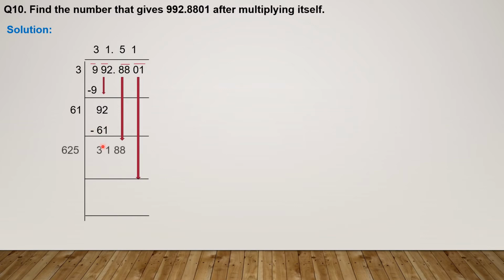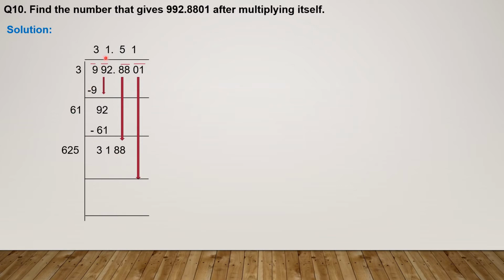Now subtract these two values, we get 31. It is the turn of the decimal, the decimal will move upward. The next pair will come down, that is 88. Now your new dividend is 3188. For this you have to make a new divisor.